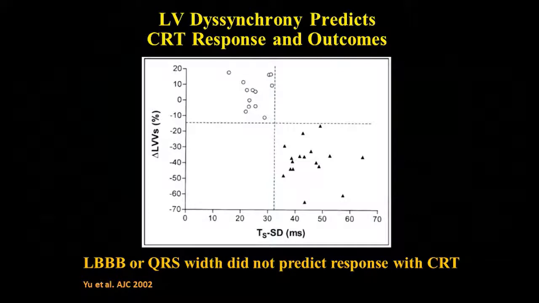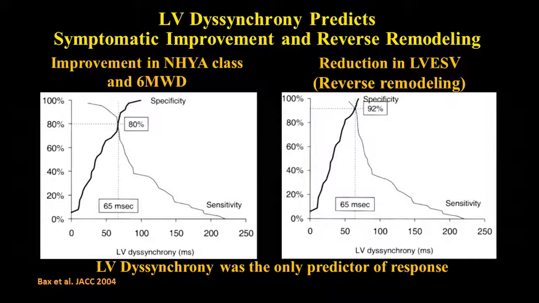Left bundle branch block and QRS width, which are considered electrical determinants of dysynchrony, were not predictive of response to CRT in these patients. Similarly, in patients who had dysynchrony, again, this is an echo-based study, dysynchrony predicted symptomatic response and reverse remodeling with a specificity of about 80 to 90% for predicting improvement. And dysynchrony was the only predictor of response to CRT. Ejection fraction, electrical dysynchrony from left bundle branch block, and QRS duration were not predictors of improvement in LV function.